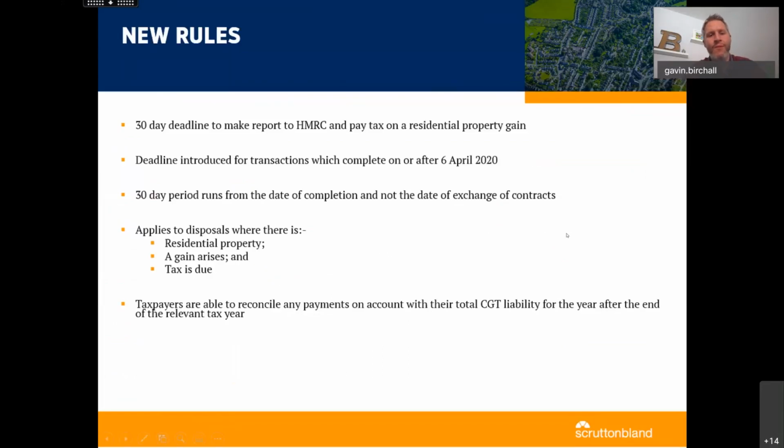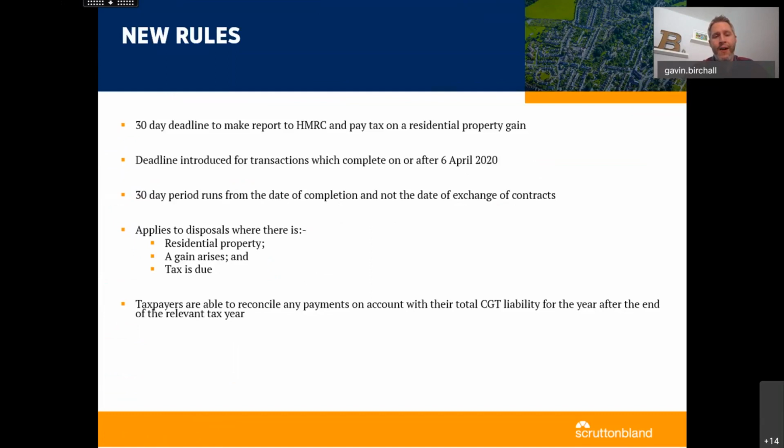There's a 30-day deadline to make the report to HMRC and pay the tax on the residential property gain. This deadline was introduced for transactions which take place on or after the 6th of April this year. And as I said, the 30-day period runs from the date of completion and not the date of exchange of contracts.